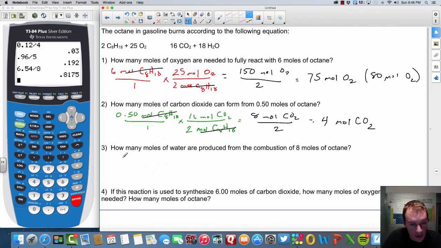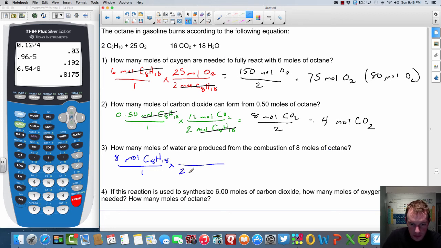Next example, how many moles of water are produced from the combustion of 8 moles of octane? So we'll start with 8 moles of C8H18, and we want to know the moles of water over 1. We can see when we look at the reaction, for every 2 moles of octane, there are 18 moles of water.